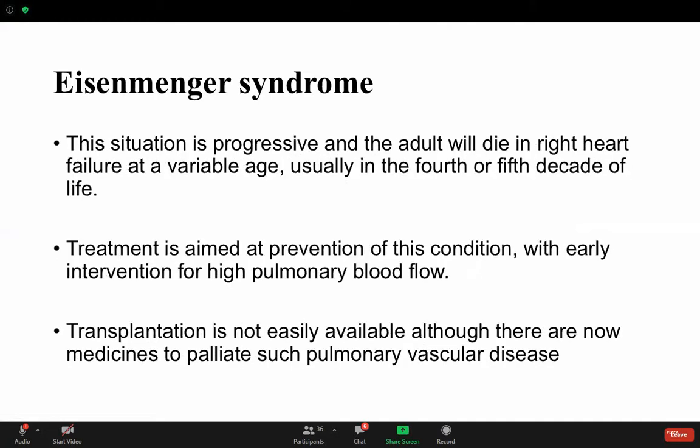واضح؟ المشكلة situation is progressive and they would die from heart failure. Only treatment is transplantation. Okay, usually they would need lung and heart transplantation. فعشان كده احنا نحاول ان نحميهم and we do surgeries early to prevent Eisenmenger syndrome. The Eisenmenger syndrome is irreversible increase in pulmonary vascular resistance.